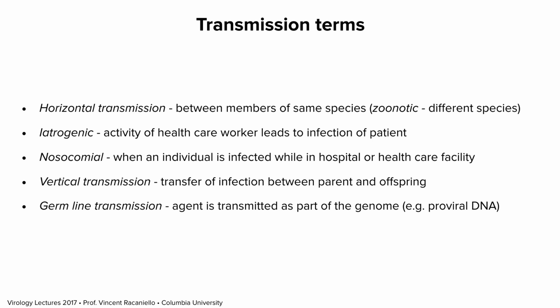Now, there are also terms associated with transmission that you should be familiar with because we'll use them and you should know what they mean. Horizontal, between members of the same species. So if I'm infecting you by talking and spewing out viruses, that's horizontal transmission. If you're getting infected by a bat, that's a form of horizontal transmission, but we call it zoonotic transmission. And sometimes we can infect animals. Did you know that? There's a good example of monkeys in zoos who are infected by human respiratory viruses. That's also horizontal. We call it reverse zoonosis.